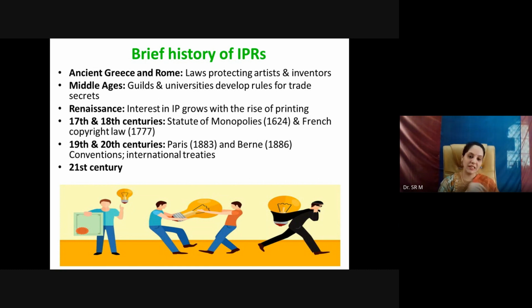See, and even during the Middle Ages, IP was actually further developed by guilds and universities. What were these guilds? So they were the associations of merchants, artisans. They had their own rules to mainly protect the trade secrets of their members. And universities such as University of Bologna actually granted exclusive rights to their graduates, mainly to teach or even to practice their profession. Then coming to the Renaissance period, it actually saw a renewed interest in the protection of IP.